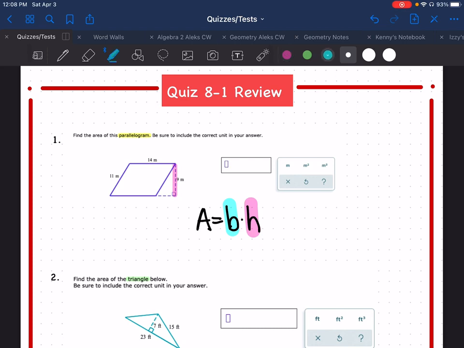Now the side of the parallelogram that is touching that is actually at the top. It's this one. But remember, in a parallelogram, this is also the base because the top and the bottom, the opposite sides are congruent. So whichever one you're going to use, they're both going to be 14. So I'm simply going to go ahead and say that it's 14 times 9, 126 meters squared would be my answer.